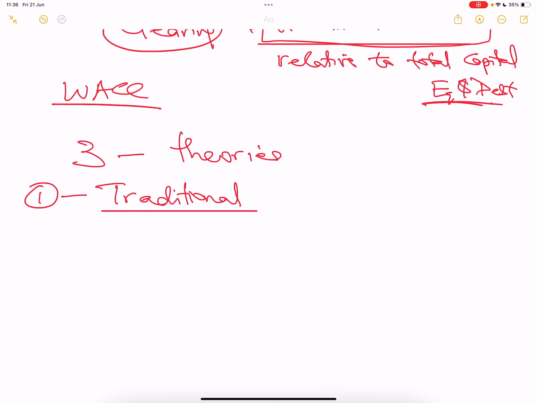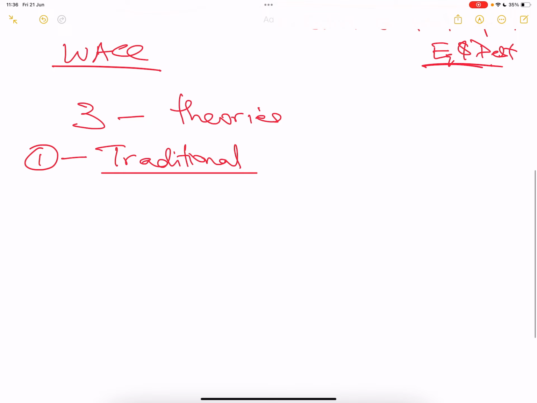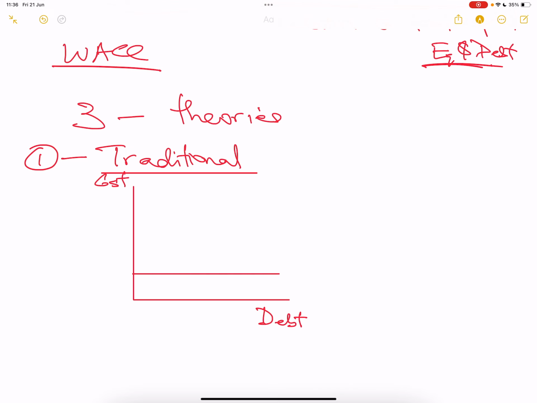And what is it saying? I will just explain it with a graph, because that is actually the easiest way to understand this and also not to forget it. So if I put the volume of debt on the x-axis and cost of capital on the y-axis. What the traditional theory is saying is that, let's say this is a line for your debt. So debt is going up. You try to increase your debt, keep increasing your debt. What happens to the cost?